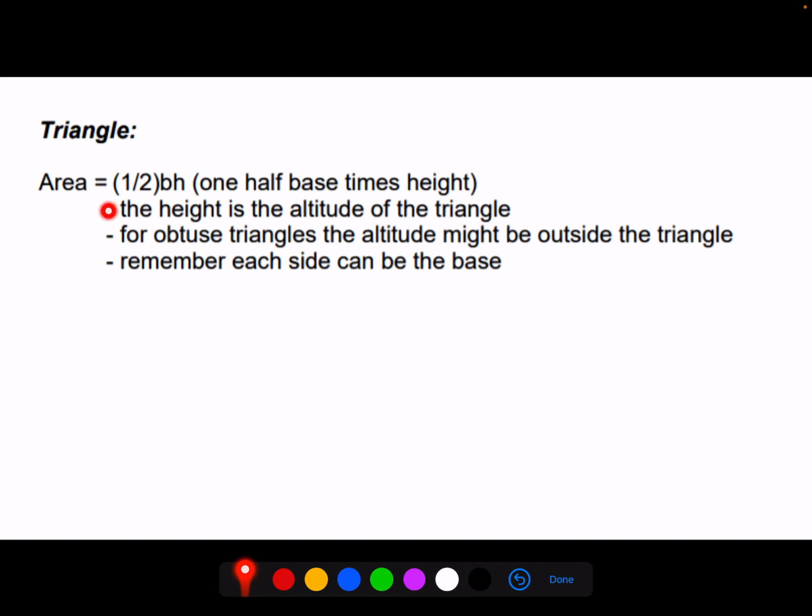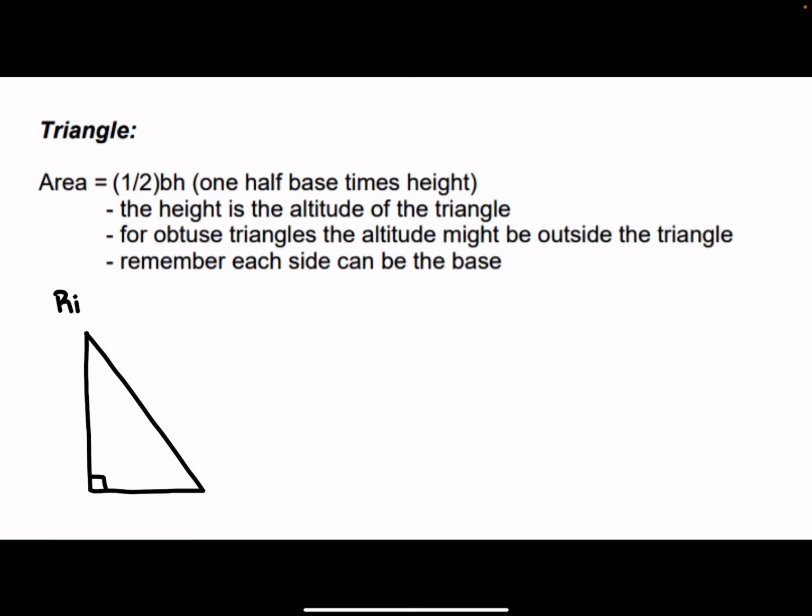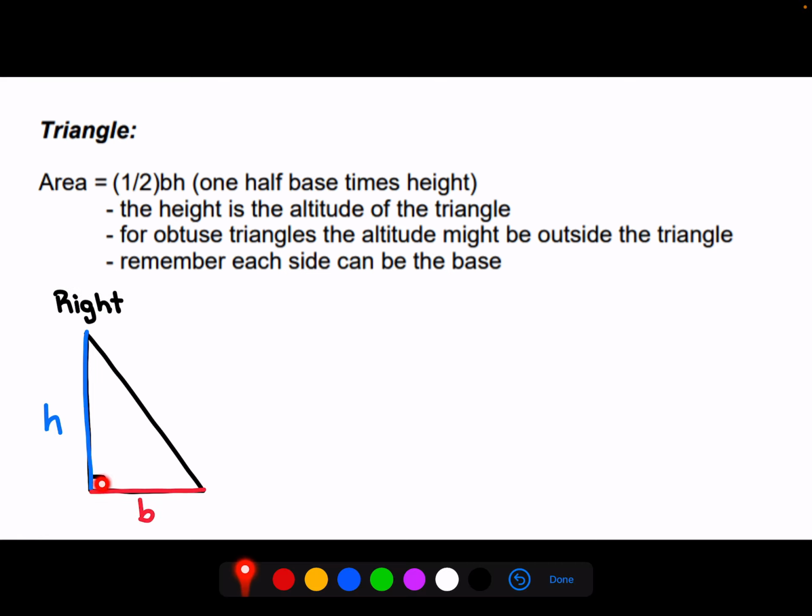Now, this first bullet point is extremely important. The height is the altitude of the triangle. And when we see the word altitude, I know that the altitude intersects the opposite side at 90 degrees. So that means that the base and the height must always be perpendicular to each other. They must always intersect at 90 degrees. And that's extremely important. You're going to hear me keep saying that as we go through this video. But again, height and base must always, always, always intersect at 90 degrees.